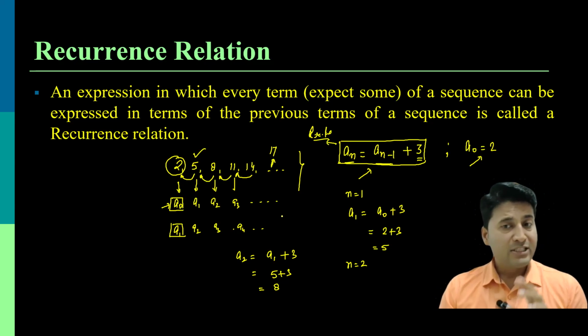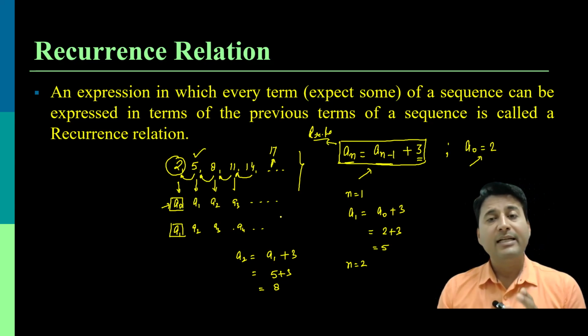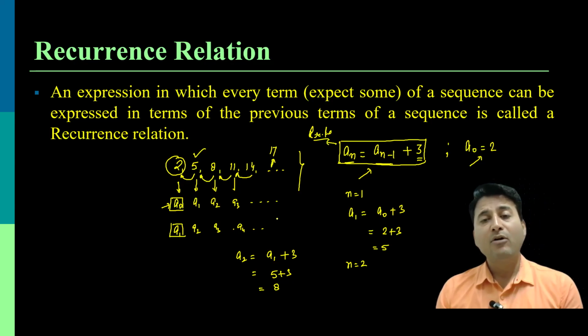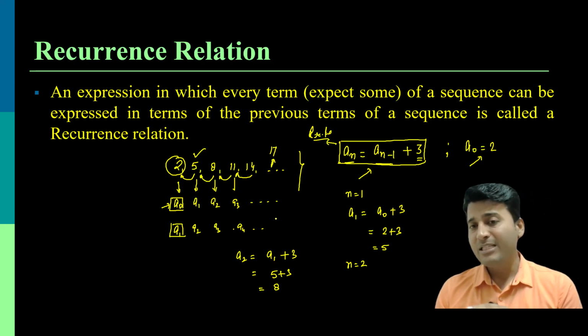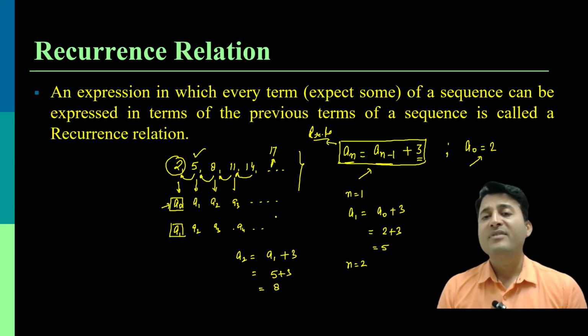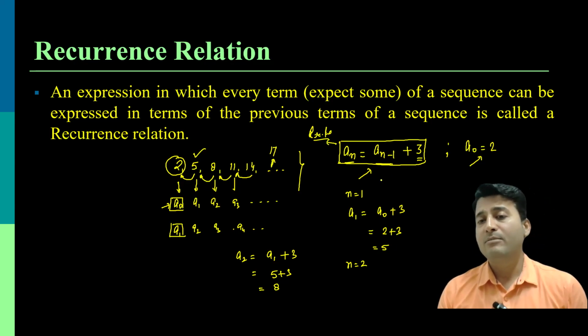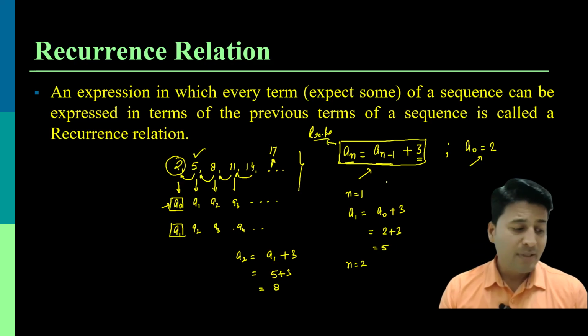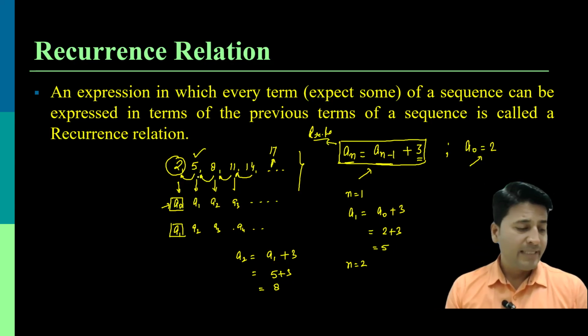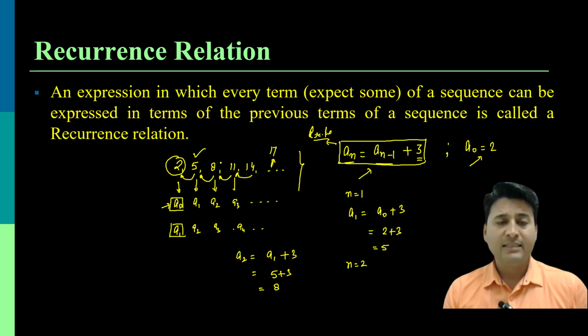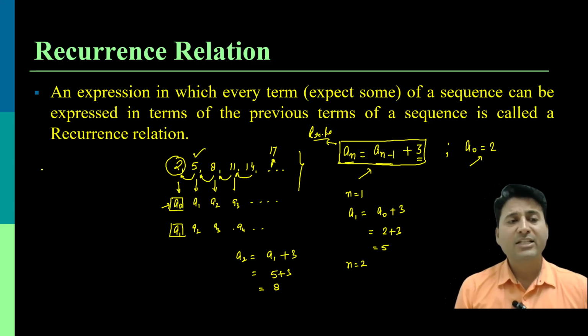Be careful. It's not that the relation can be of any nature. Any nature means what? It must have the term in terms of the previous term. It's not like I am writing a relation which is also replicating the sequence, but not in terms of the previous term. So this is how we can find the sequence.